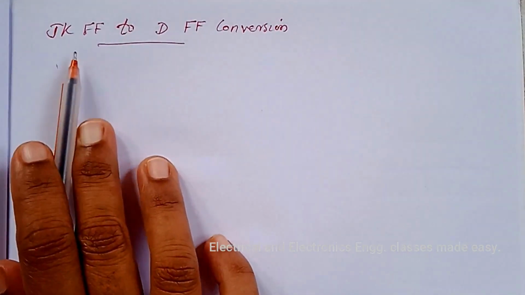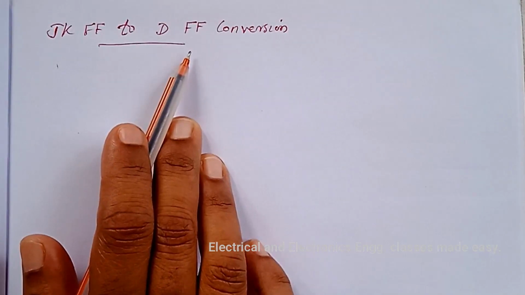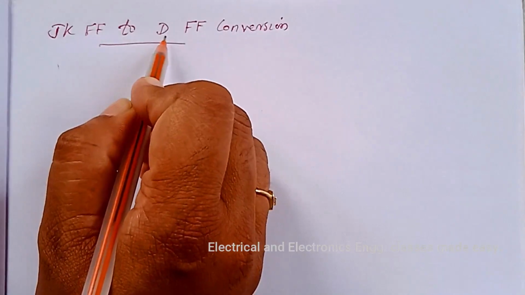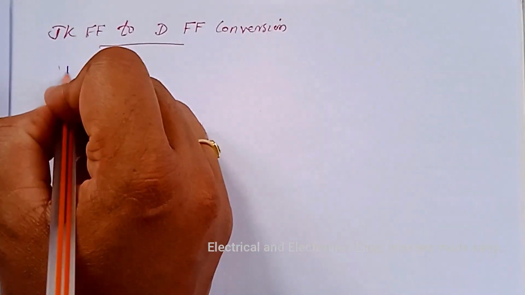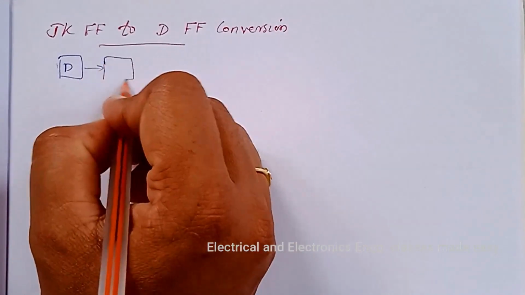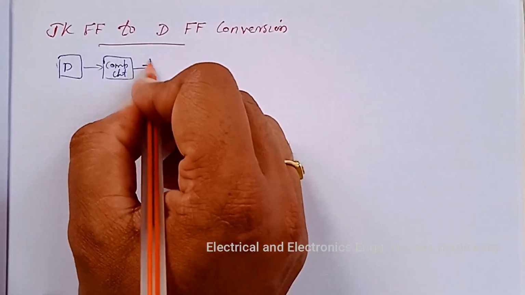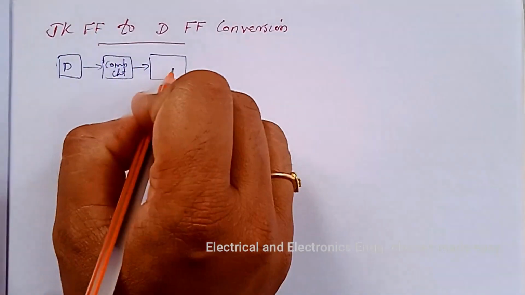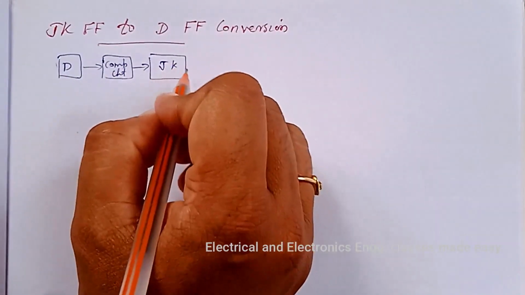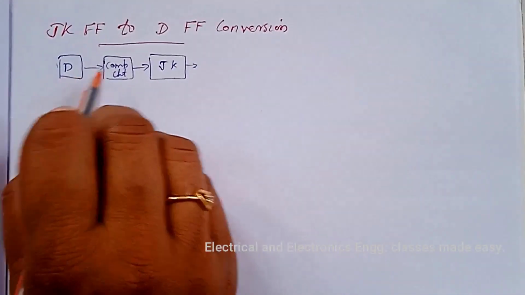Let us study about the conversion of JK flip-flop to D flip-flop. So here the required flip-flop is D flip-flop. Then that input is given to a combinational circuit and whose outputs are given to the actual flip-flop. Here the actual flip-flop is JK flip-flop and whose output will be the required flip-flop's output.